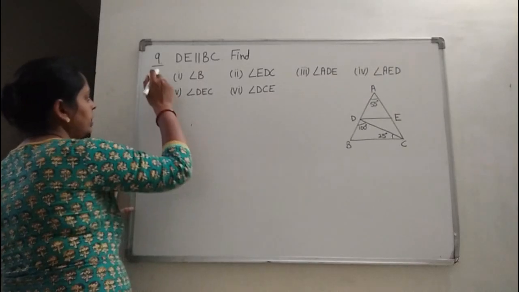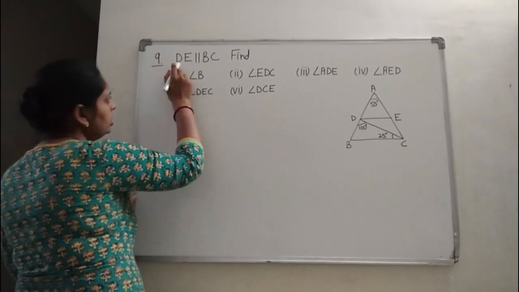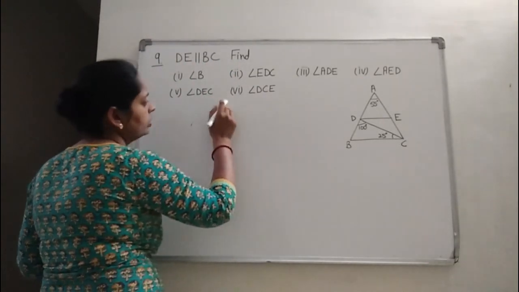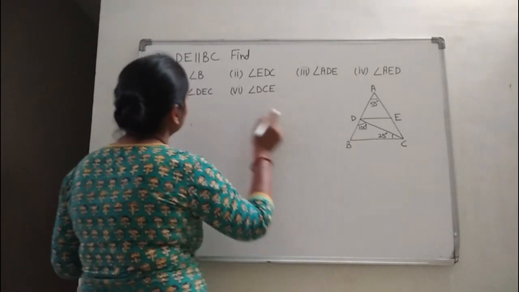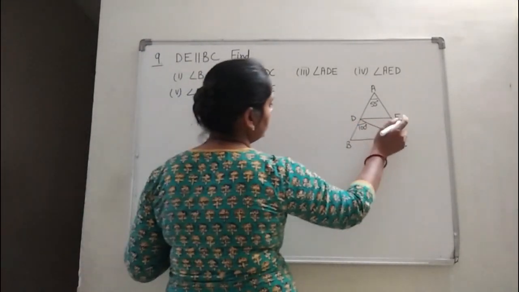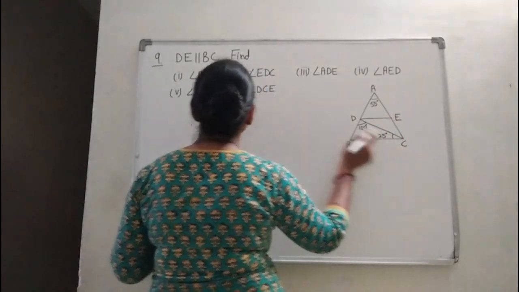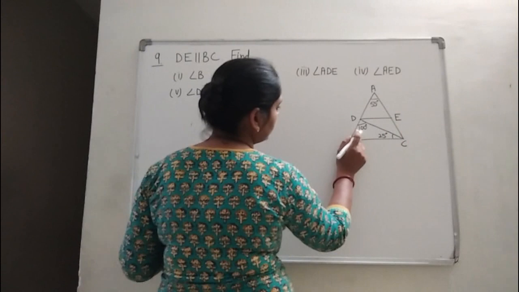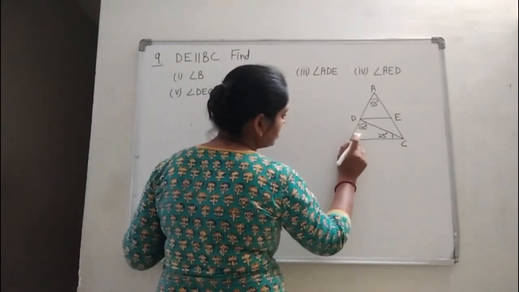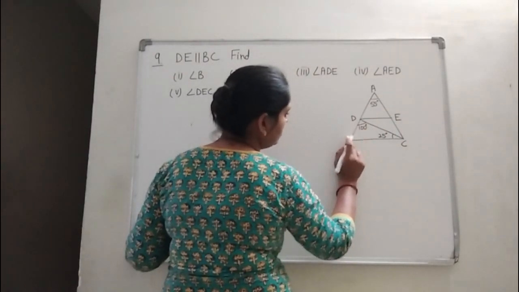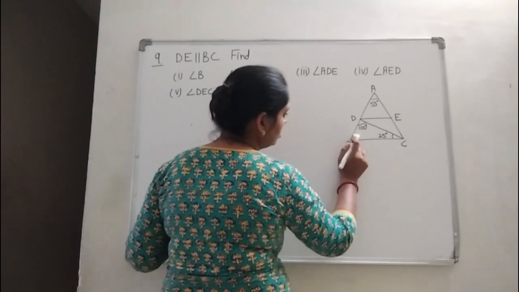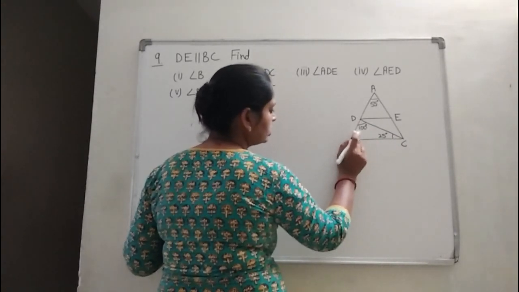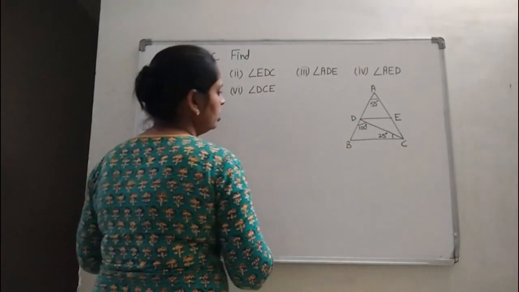Okay. Now see the 9th question. DE is parallel to BC. Find these all things. So see the figure. What is given? DE is parallel to BC, and the first part they are asking is the measurement of angle B. To get the measurement of B, you can see that DBC is a triangle. So by angle sum property of the triangle, we can calculate the value of B, because this is the only unknown angle over here.